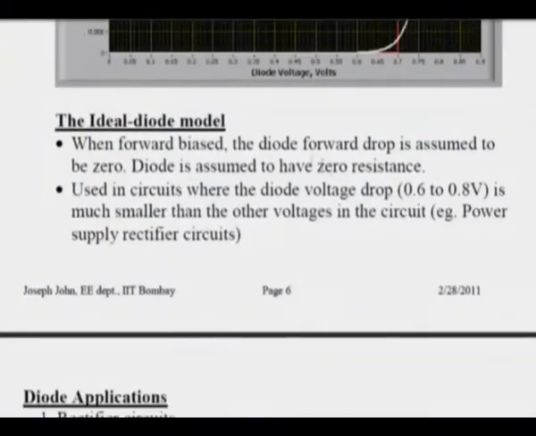The ideal diode model is again very often used. It is especially used when the voltage drop across the diode, 0.6 to 0.8 volt, is negligible, like in a power supply circuit.